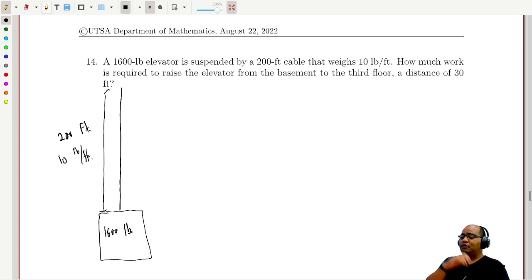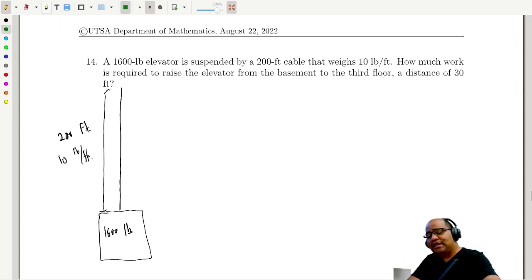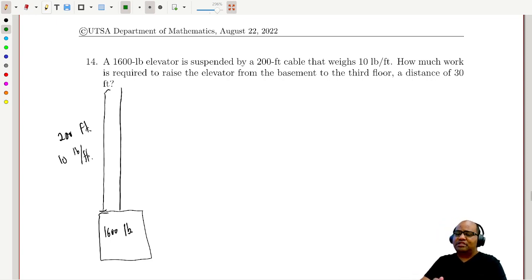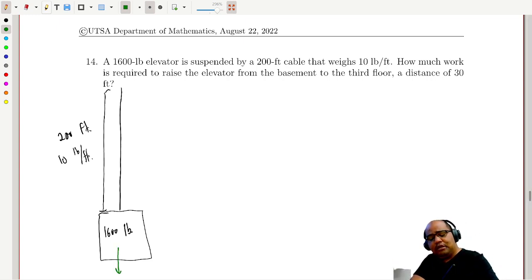Now we want to figure out the work required to raise this 30 feet from the basement to the 3rd floor. Before we do, let's make note of something here. Note that the weight of the elevator car does not change, but the weight of cable that's being pulled up at every stage does. So we have two forces acting here: the force done by gravity on the elevator car, and then the tension that we're pulling up. So we're going to have two forces here.